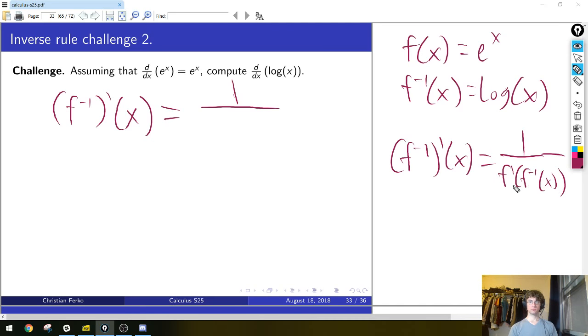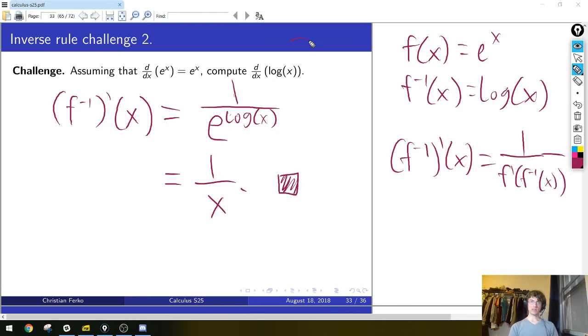So I believe that we are going to have 1 over e to the power of log x. Yeah. Good. And we have a nice way to write e to the log x. What is that equal to? Is that 1? No. No, that is x. It is x. Good. Okay. So now we have another extremely important result. The derivative of the log function is 1 over x.